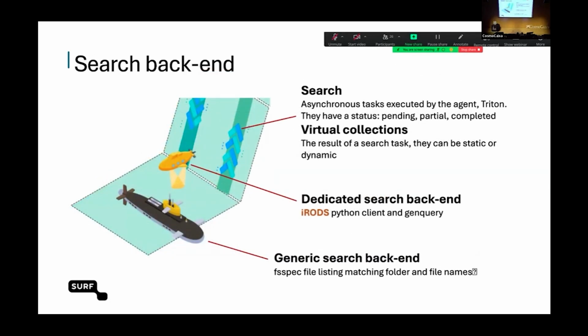And there is also a search backend. This is not implemented yet in the web interface, so you don't see any search bar there, but it's in the API. So that's the next step we are going to implement. But in the API it is already there, and iRODS is also here.